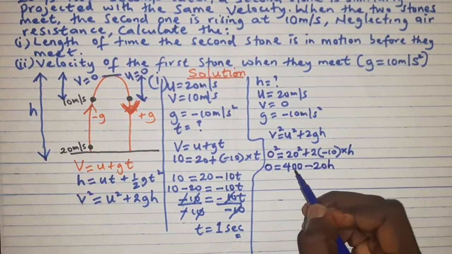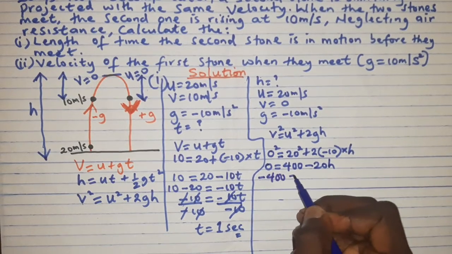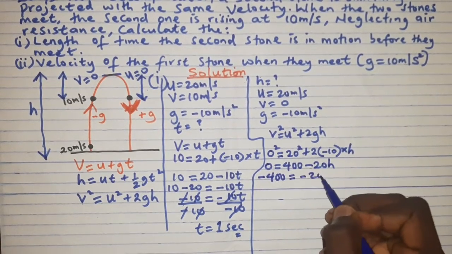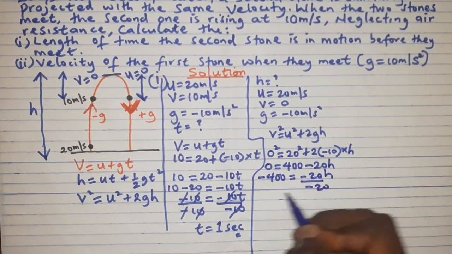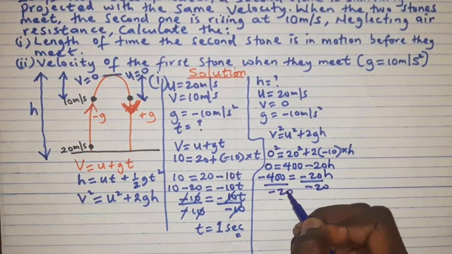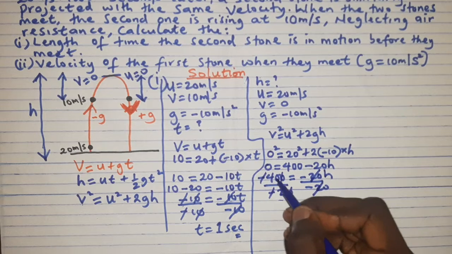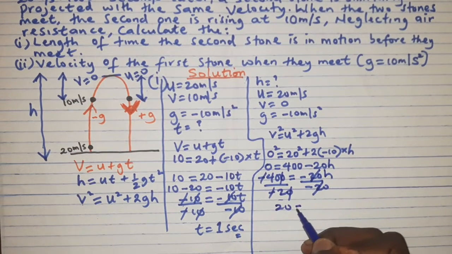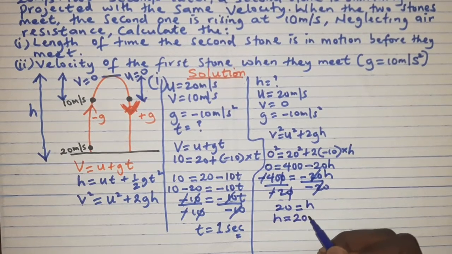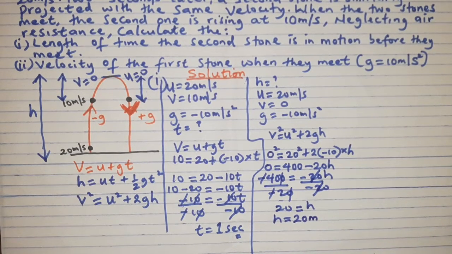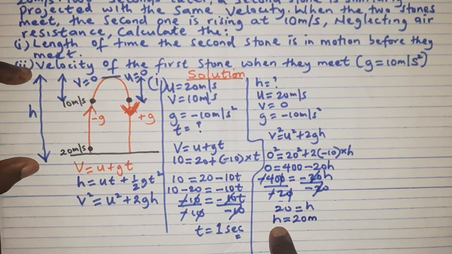Collecting like terms, this plus 400 moves over to the left and becomes minus 400. So minus 400 equals minus 20h on the right hand side. Divide both sides by minus 20. Minus 20 cancels minus 20, minus cancels minus, 0 cancels 0, 40 divided by 2 is 20, so 20 equals h, or h equals 20 meters. So our maximum height is 20 meters.